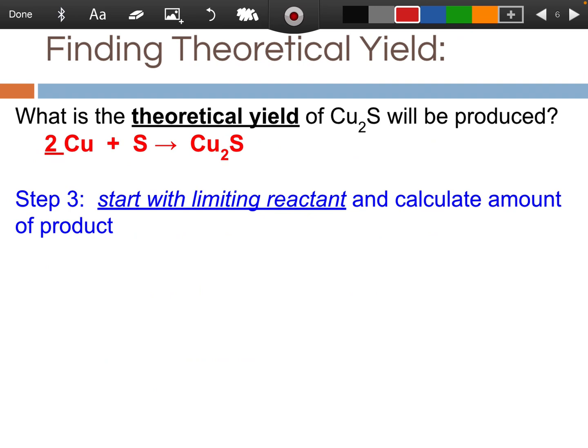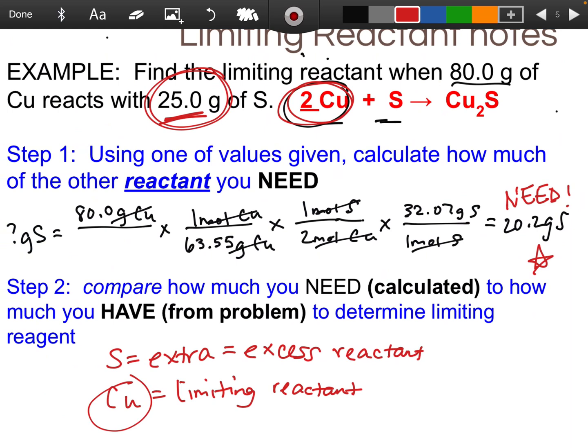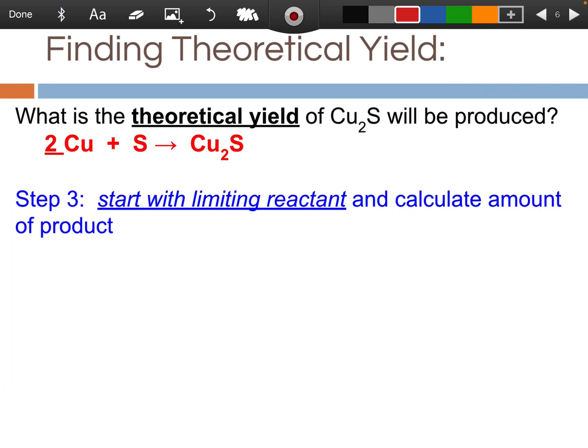When you start with your limiting reactant, you're going to start with however much of the limiting reactant is given in the problem. So we're going to start with 80 grams of copper, again, only because that is our limiting reactant. But now we're going to figure out, since copper runs out first, how many grams of product are we able to get out of this reaction? Theoretical yield means what's produced, so then you want to end with your product.